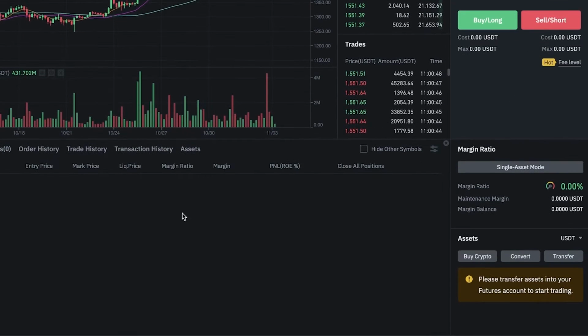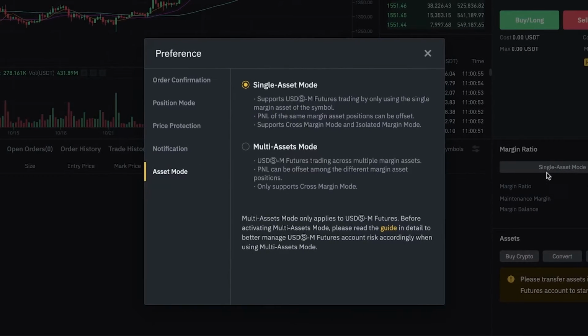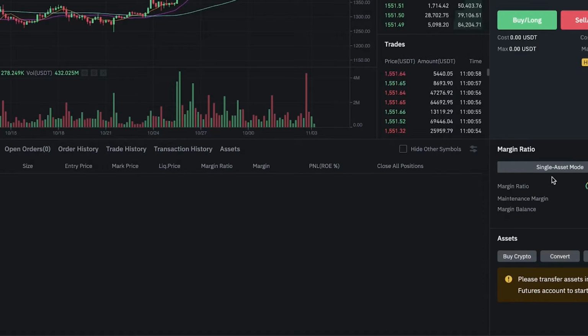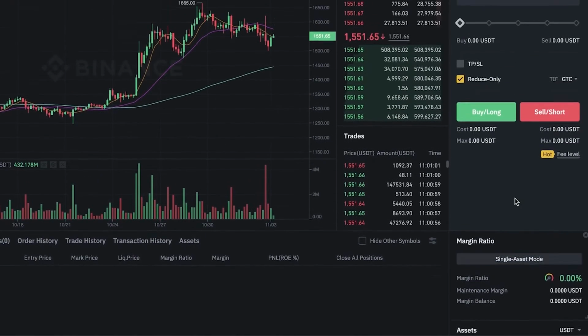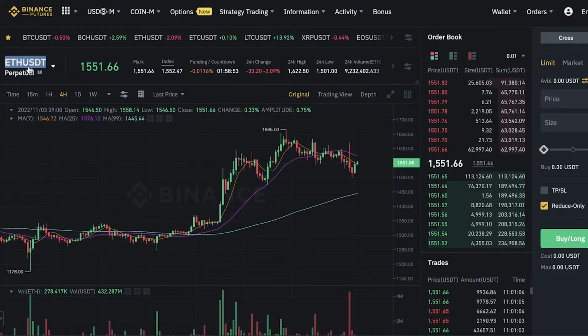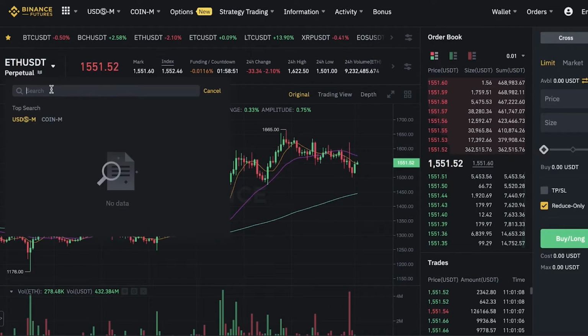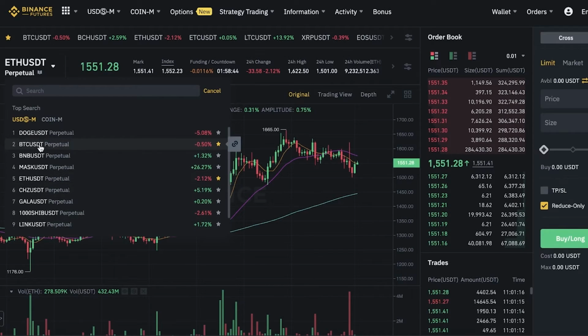Other than that, if you scroll down to the bottom, you have your basic positions. All of your positions will be put in over here. You also have single asset modes on Binance, and you can put in multiple asset modes. You also have some basic buy, convert, and transfer options for your assets on the bottom of the chart as well. From here, you can change any of the tokens that you want. You can search for any token. So you can go on ahead and open up any token of your choice.